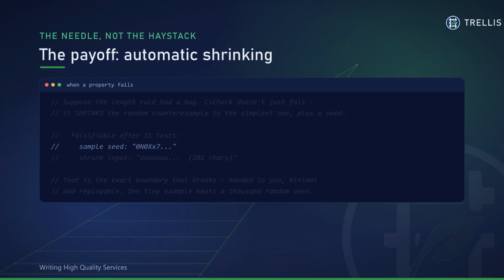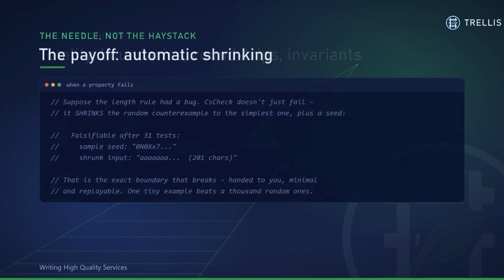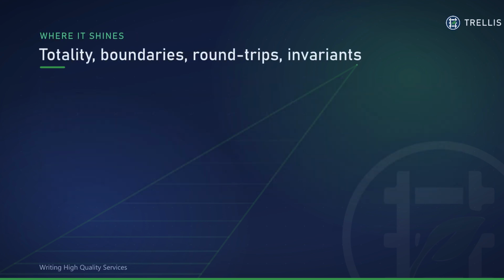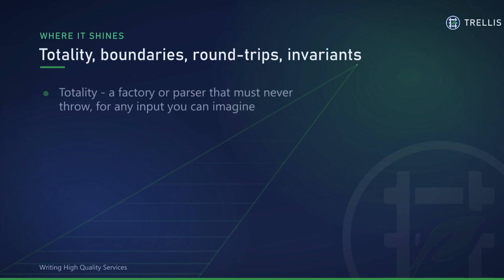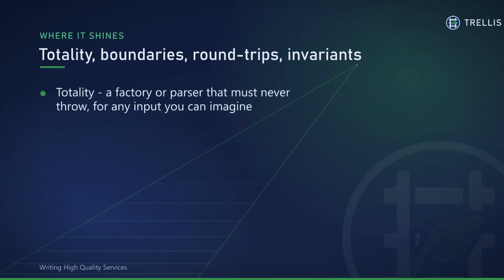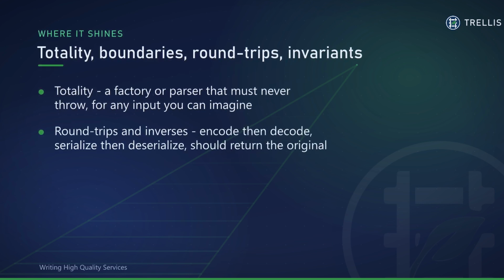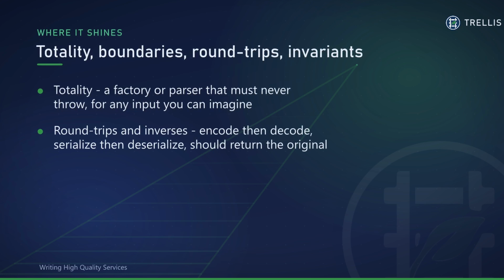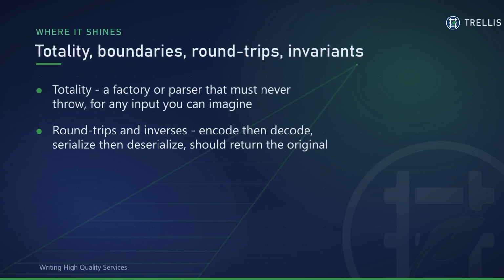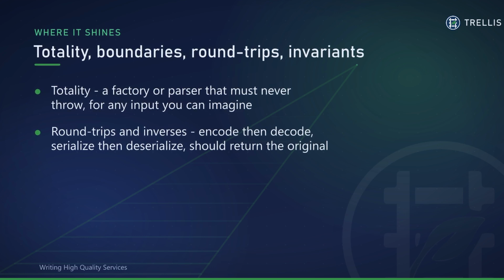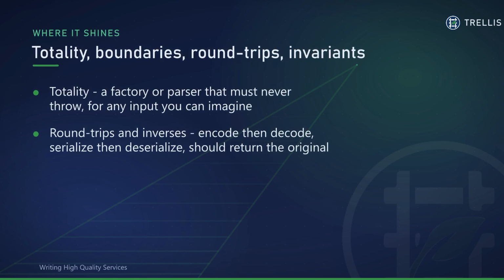This is why property-based testing is so good at the base of the pyramid. It turns "I hope I covered the edges" into proof. So when do you reach for property-based testing? Three sweet spots. Totality: any factory or parser that must never throw, no matter what input arrives. Exactly our value objects. Round trips and inverses: anything you encode and decode or serialize and deserialize should come back as the original. A property that catches a whole class of subtle bugs.